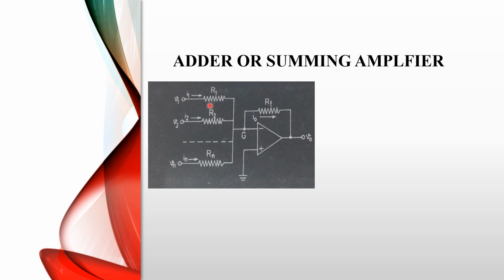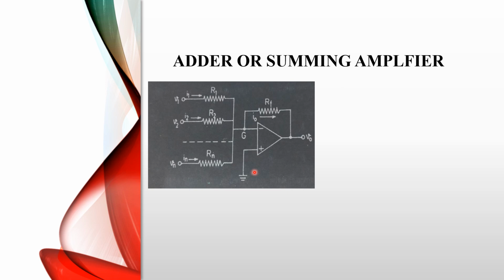So I1 current is flowing from the first term, in the second term I2 current is flowing, and in the last term In current will be flowing. And from the output terminal to the inverting terminal, one feedback resistor we connect, that is RF. The non-inverting terminal is connected with a ground connection. Okay, now how do we calculate the adder amplifier circuit, or from this circuit how do we calculate the voltage gain? Let's talk about this topic.